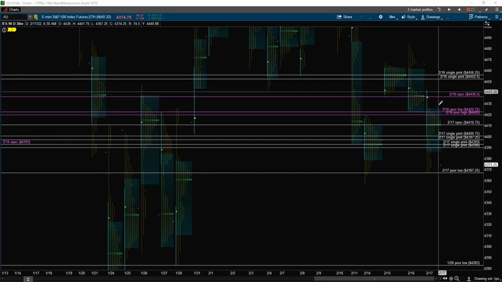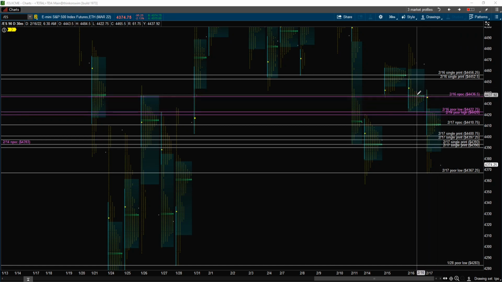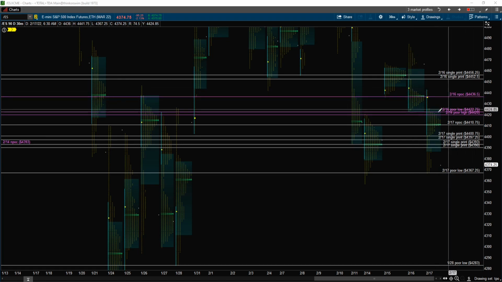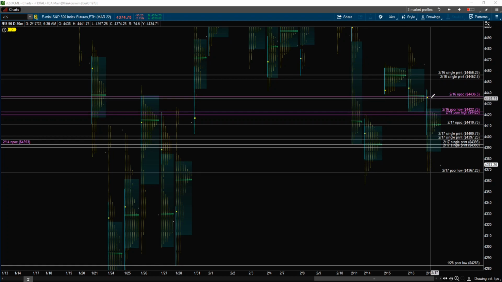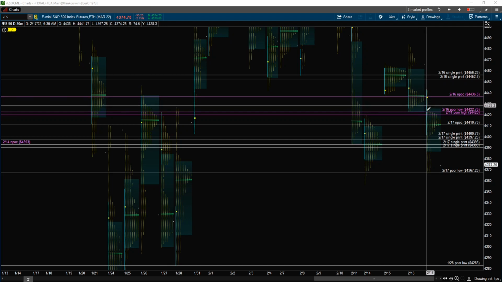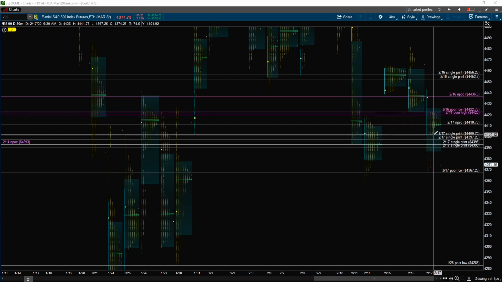The magenta level is the level that we're targeting to get hit during the regular session. As you can see, we have the prior session point of control, and also the poor low and the poor high from Monday's session. You could see that it opened right near the point of control and tagged it, then came down and tagged the poor low and poor high, and kind of chopped around and started building these single prints. So today's session left some single prints and also a poor low.